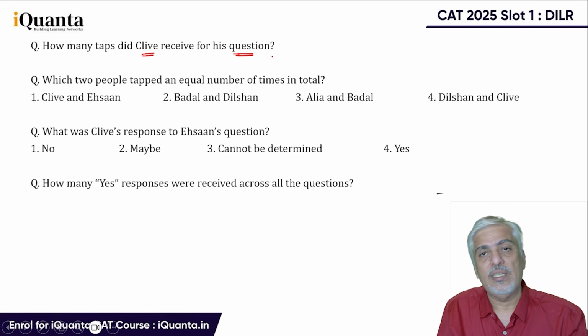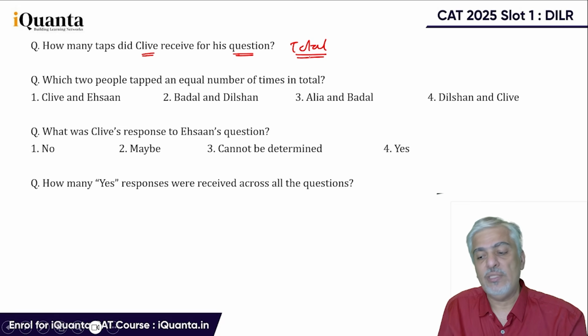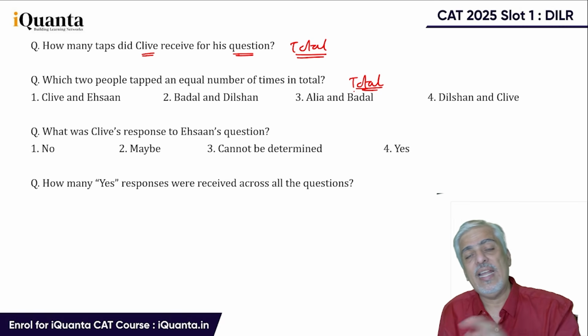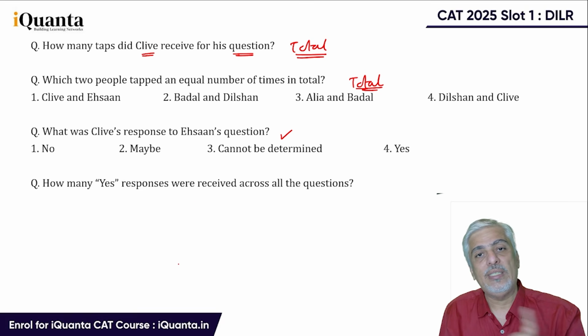So total number, this is based on the total. Which 2 people tapped an equal number of times in total? So again, this is also out of 40. We don't need to get to individual taps, how much did A give to B or B give to C, and so on. What was Clive's response to Ehsan's question? This is that type where how much did C give to E, and how many yeses were across all the questions. So totally how many times was a yes there.